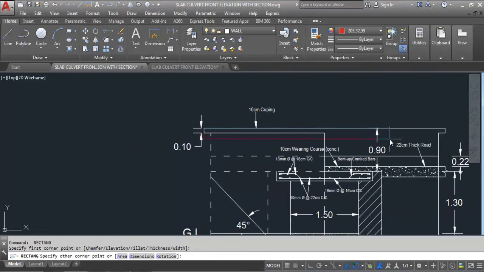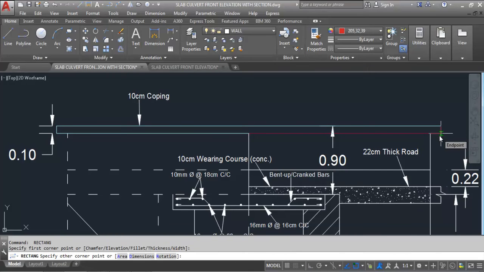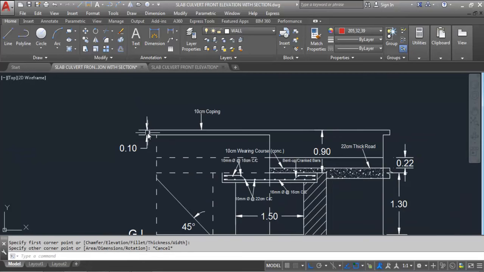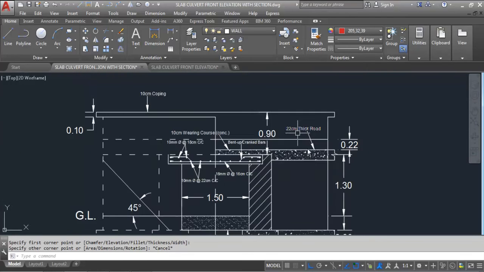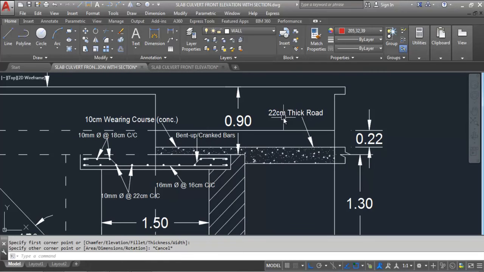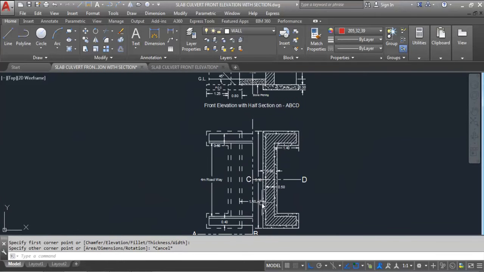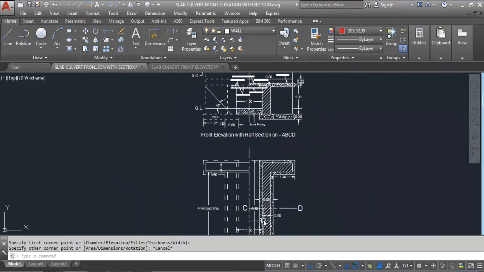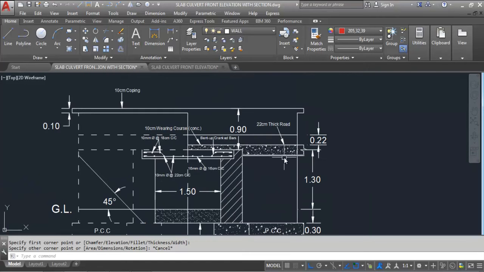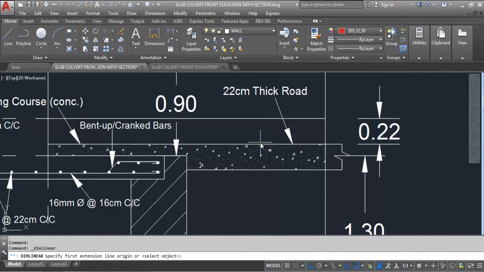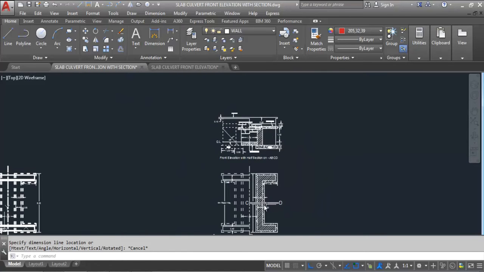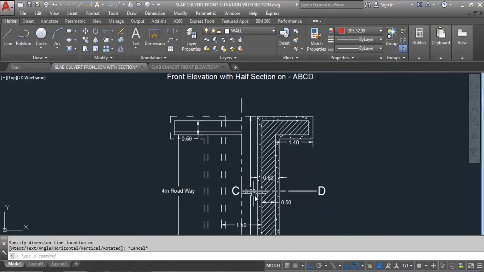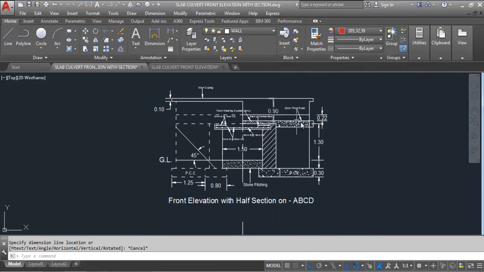Now this is coping. The coping is 10 centimeter, 0.1 meter. Now this length is 0.9 meter. And this is a 22 centimeter thick rod. So here we can see the thickness of the rod. This is the 22 centimeter thick rod. Here to here, 0.22 meter thick rod. You can see here.